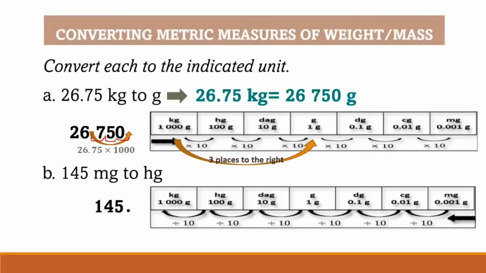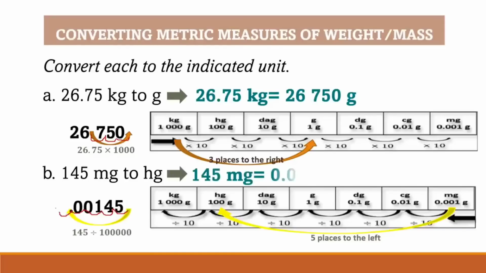So when we do our movement, we have 1, 2, 3, 4, and 5. Our decimal point will be here. Since there are no digits here, we have to annex 2 zeros. So our final answer is 145 milligrams is equal to 0.00145 hectograms.